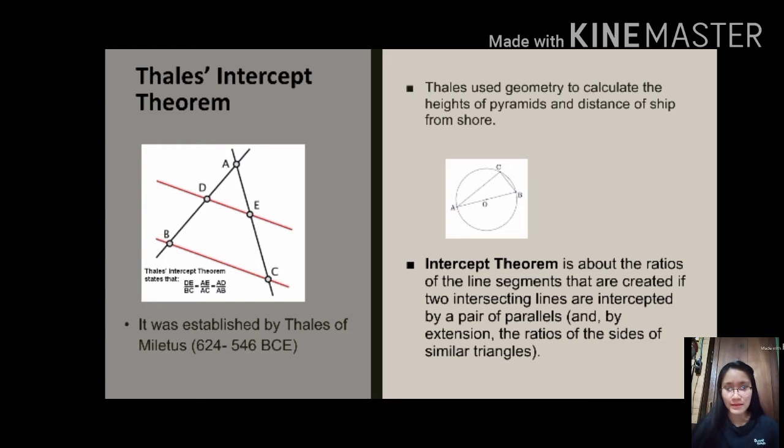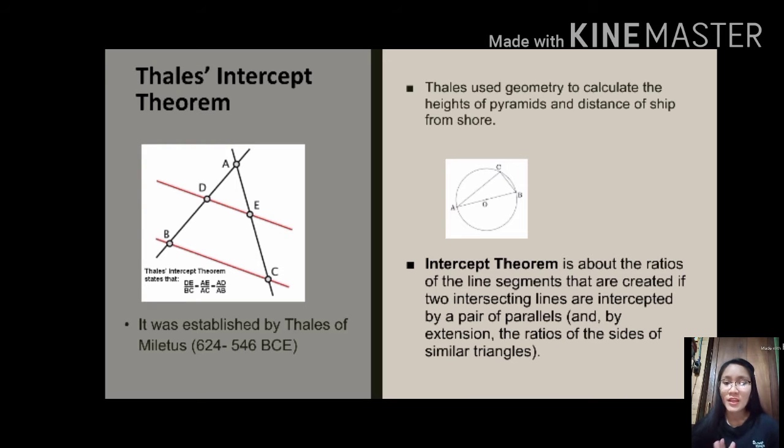Next, we go now to Thales intercept theorem. It was established by Thales of Miletus. In mathematics, Thales used geometry to calculate the heights of pyramids and the distance of ships from shore. Thales' theorem states that if a triangle is drawn within a circle with the long side as a diameter of the circle, then the opposite angle will always be a right angle.